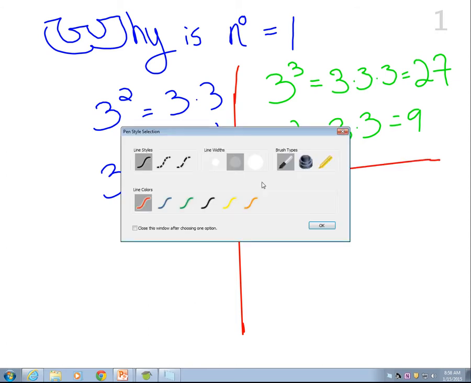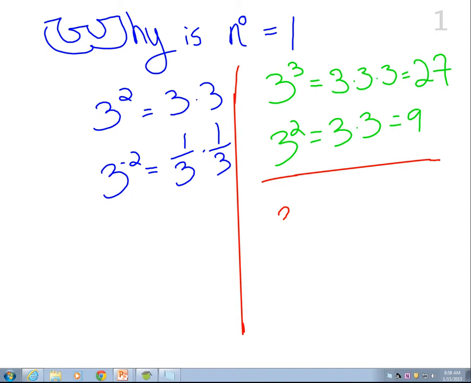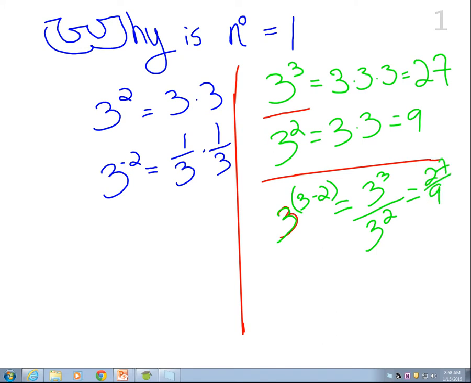Now, if I had 3 to the power 3 minus 2, if I just made this kind of like a fraction here, that's what it would turn out to be. So I have 3 to the third over 3 squared, so I'd have 27 over 9, which is what?